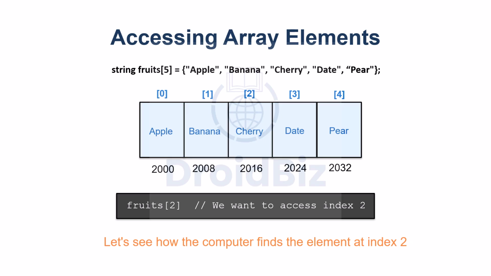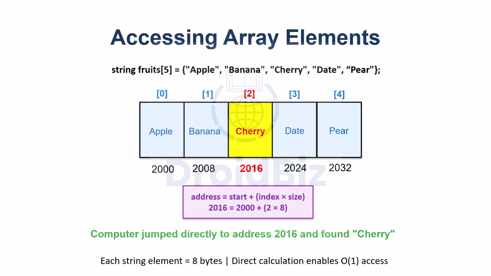We want to understand exactly how the computer finds this element so quickly. The computer doesn't need to check each element one by one. Instead, it uses a mathematical formula to jump directly to the correct location. Let's see this process in action in the next slide. Perfect. Now we can see exactly what happened. The computer used the index number 2 to calculate the exact memory location where the element is stored. Notice how the element at index 2 is now highlighted in bright yellow, and the text cherry is shown in red to indicate it has been found.